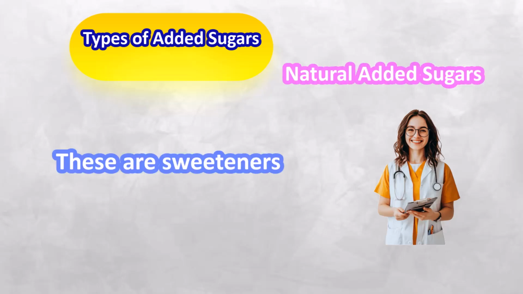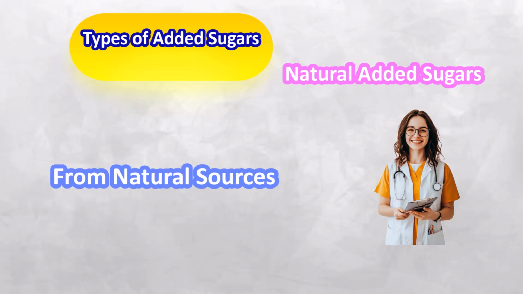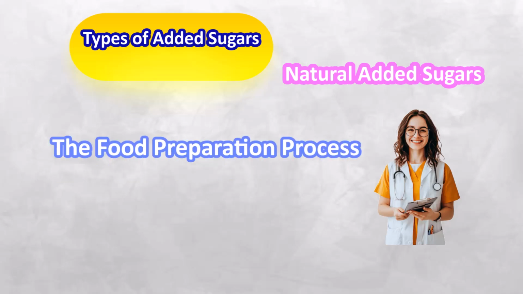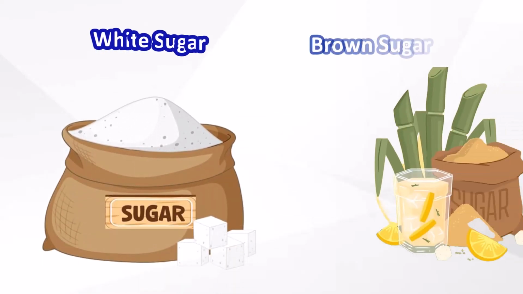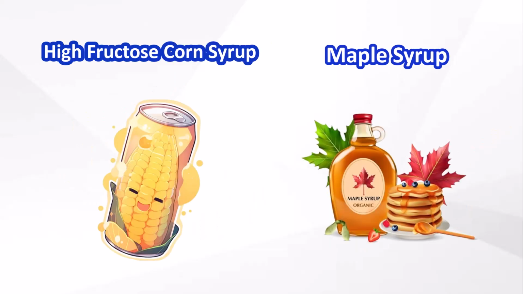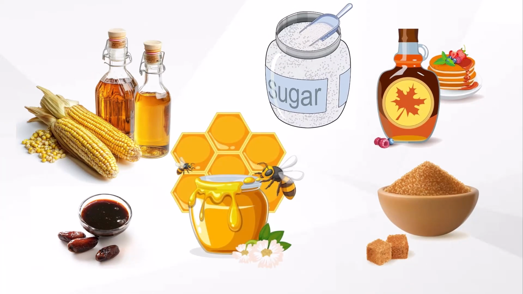Natural added sugars. These are sweeteners that are extracted from natural sources but are added separately during the food preparation process. Examples: white sugar, brown sugar, honey, grape syrup, high fructose corn syrup, maple syrup. Although they are natural, when added to food, they are still considered added sugars.